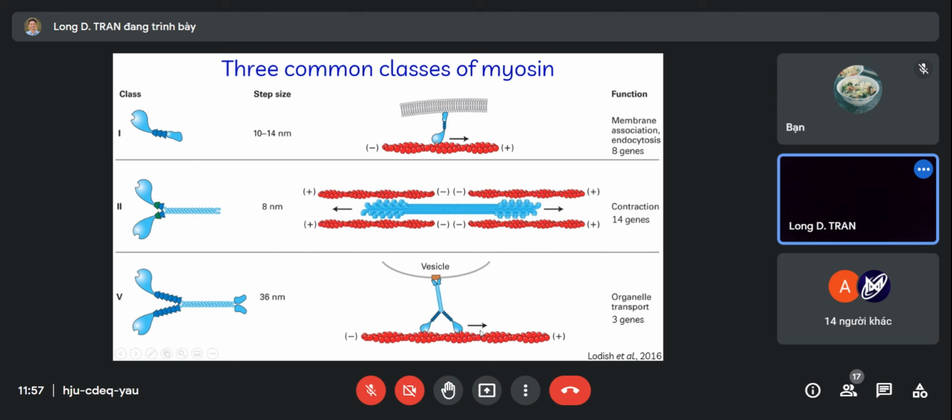And because it has 2 different heads, at any time at least 1 head is attached to actin, and therefore it can walk on actin and be involved in organelle transport, especially in fungi, plants, and algae cells.